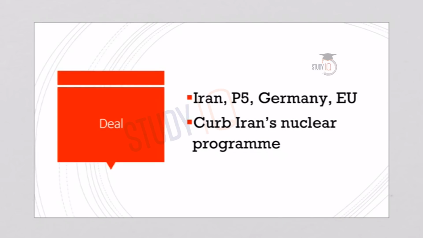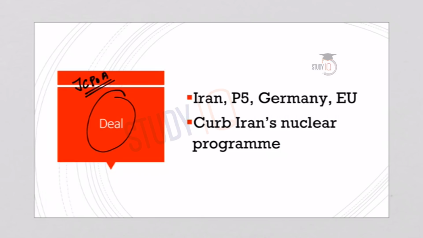Now let us first understand what this nuclear deal or Joint Comprehensive Plan of Action is. As we said in the beginning, the current affair is that Iran has announced that it is going to reduce its commitments under the 2015 nuclear deal, which is also called the Joint Comprehensive Plan of Action. So let us first understand what this deal is all about.